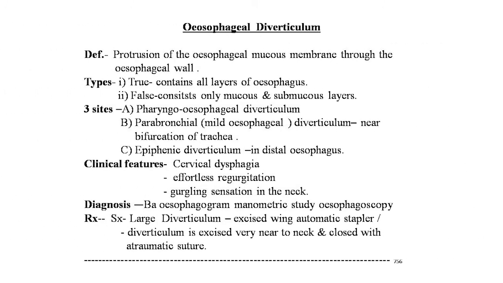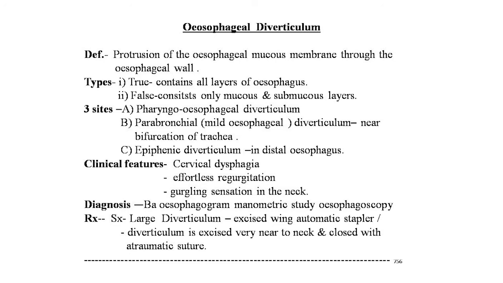Abnormality of esophagus is esophageal diverticulum. The definition of esophageal diverticulum is protrusion of esophageal mucous membrane through the esophageal wall. Types: there are two types, true and false. True contains all layers of esophagus. False consists only mucous and submucous layers.